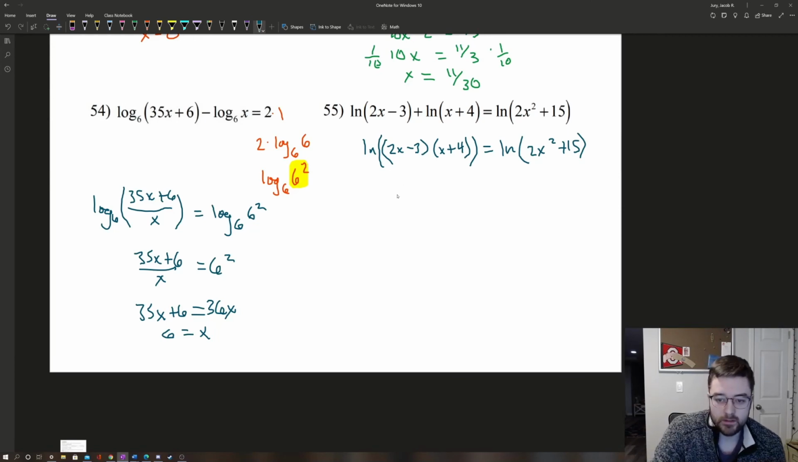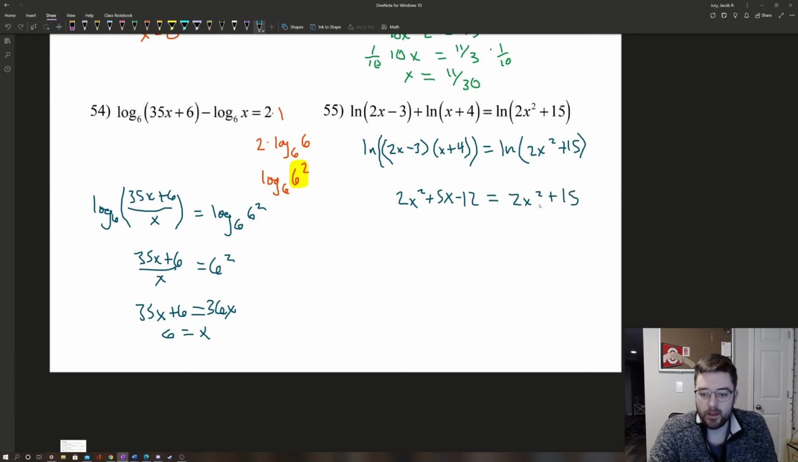So I've got 2x squared plus, let's see, that's 8, so 5x, and then minus 12 equals 2x squared plus 15. And it looks like I can cancel out some things here, so my 2x squared goes away. My 5x is equal to 27. So x is equal to 27 divided by 5. Woo!